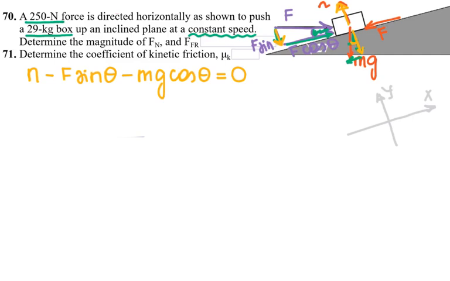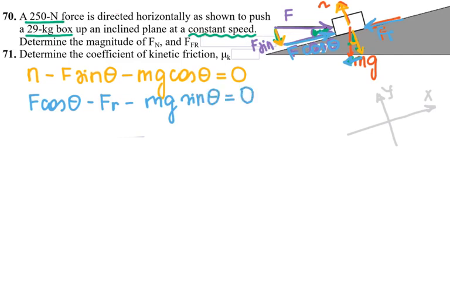Then I'm going to do my horizontal forces in blue. So I have F cosine theta, I have friction force, and I have mg sine. So for the x-axis, I have F cosine positive minus friction force, and minus mg sine equals 0 because there is no acceleration. They said it's a constant speed. So horizontally there is no acceleration either.